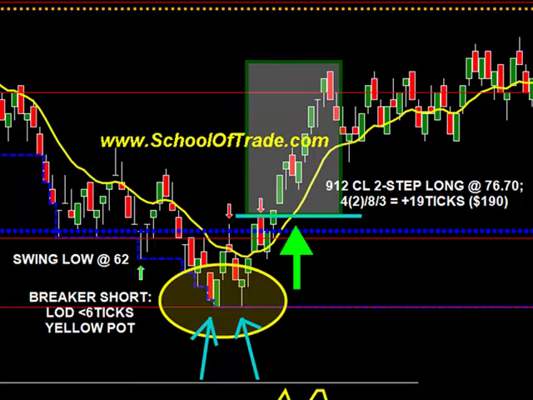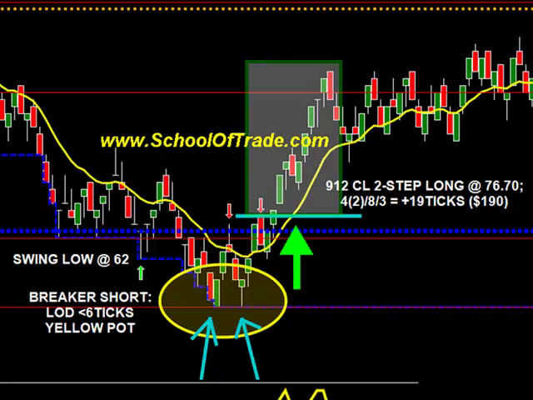We needed to see increasing green pace of the tape on our indicator. The pace of the tape indicator did not confirm the green pace of the tape, at least not when we wanted to see it, so we chose to be a little more conservative and stay away from that breaker short. Remember, breaker shorts at the lows of the day tend to hold if we don't see some strong price action. We didn't see the strong price action, so we immediately began to look in the opposite direction for a two-step long.